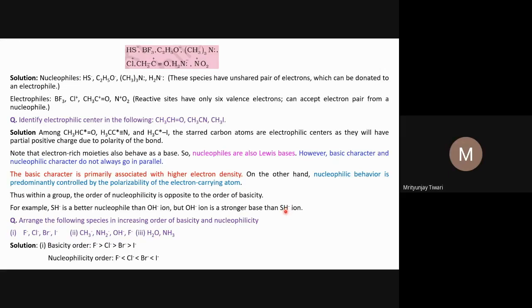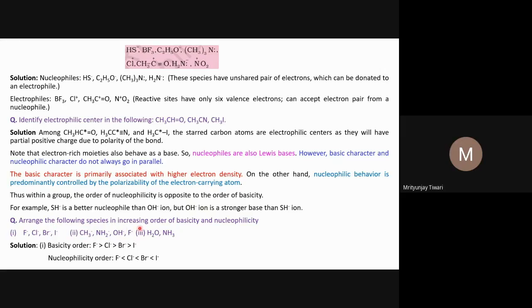H2S is a stronger acid than H2O, and if H2S is a stronger acid, then SH minus is a weaker base, because we see the conjugate relationship. If an acid is weak, then its conjugate base is strong, and if an acid is stronger, then its conjugate base will be weaker. So here we see H2S is a stronger acid, so its conjugate base SH minus will be a weaker base than this. So let us now see another question.